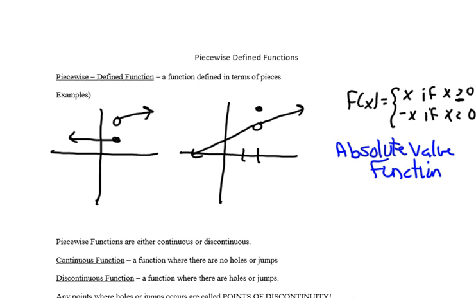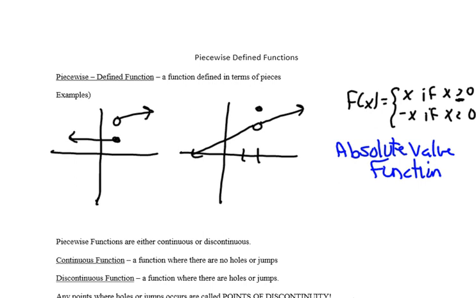So piecewise functions are either continuous or discontinuous. A continuous function is a function where there are no holes or jumps. Absolute value function is an example of a continuous function. Remember, it's V-shaped. There's no holes. There's no gaps. That's a continuous function.